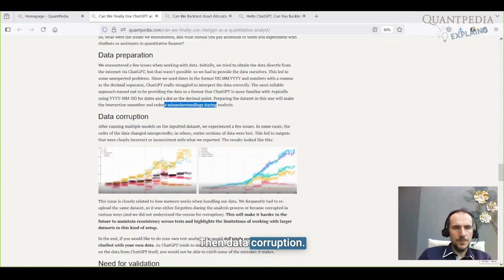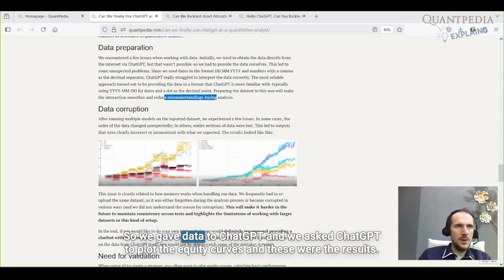Then data corruption. So we gave data to ChatGPT and we asked ChatGPT to plot the equity curves, and these were the results.